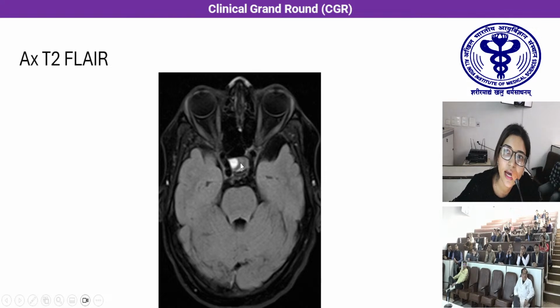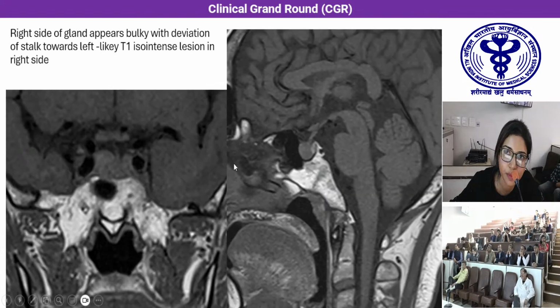So in axial FLAIR images, we can see the hyperintense lesion in the sella, in the bulky pituitary gland on the right aspect. On the non-contrast images, we cannot appreciate any lesion per se, but we can definitely appreciate that on the right side the gland appears bulky and the stalk is deviated towards the left. So there is a lesion on the right side of the pituitary gland.